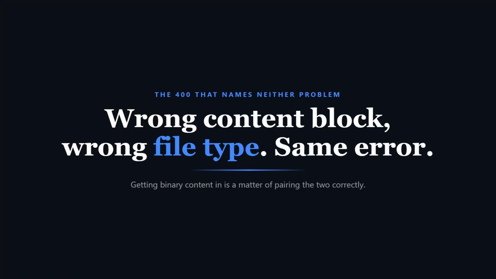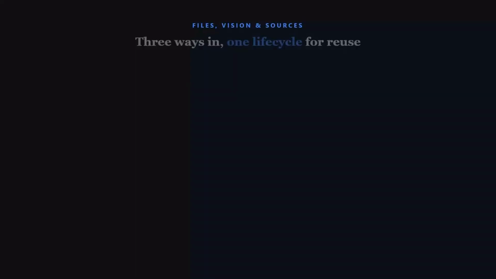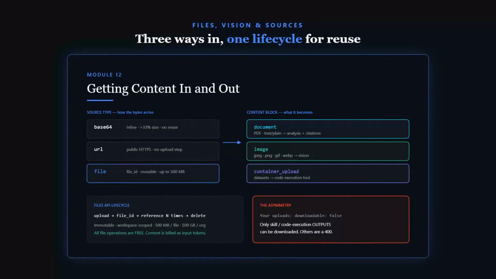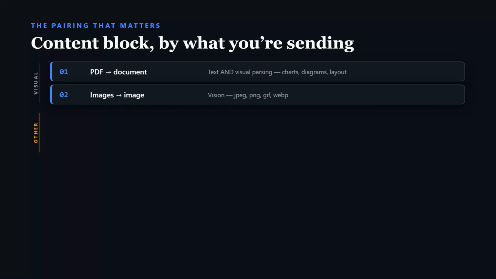Getting binary content into the API comes down to pairing the right source type with the right content block, and this module is that pairing, end-to-end. 3 source types get content into a request: Base64, URL, and file. And 4 content block types read it back out, depending on what the file actually is. Pick the wrong pairing and the request fails, pick the right one and the API does the rest. The pairing is the whole trick.